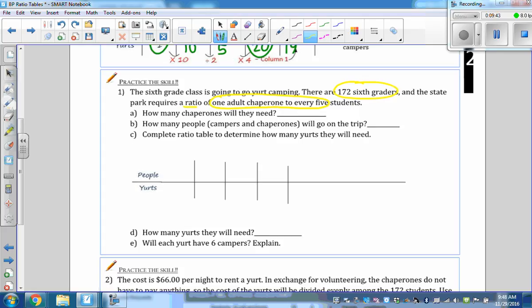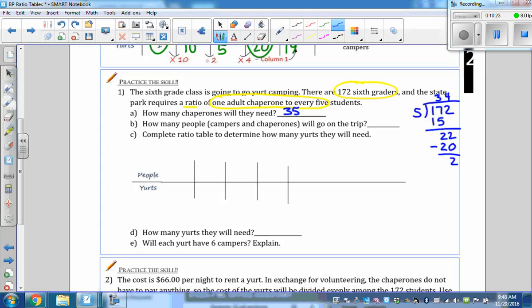So we need to figure out how many chaperones we will need. So you could do all kinds of things. You could do division. That would be a quick thing to do. 172 divided by 5. And 5 goes into 17 3 times. 5 goes into 22 4 times. And so if I had 34 chaperones, I'd have 2 kids left out. So I need 35 chaperones.